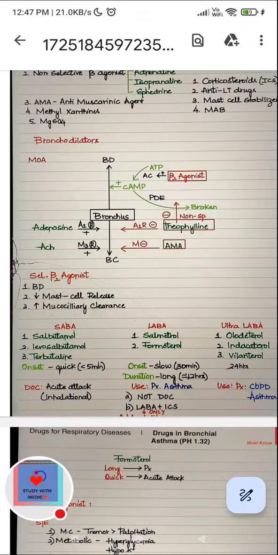Anticholinergics are administered by inhalation route, and they act primarily on larger airways. Tiotropium is longer acting and more efficacious than ipratropium.